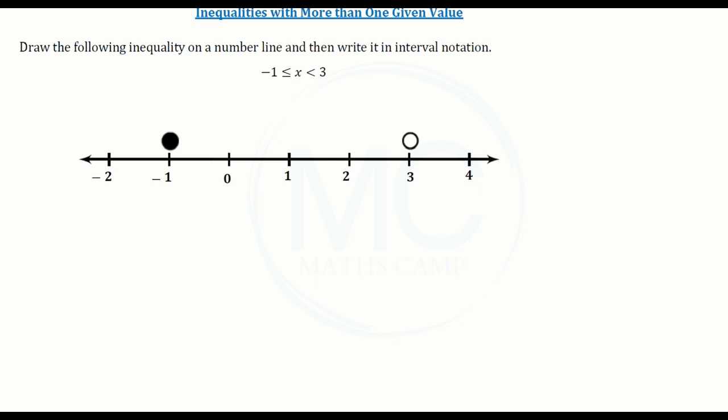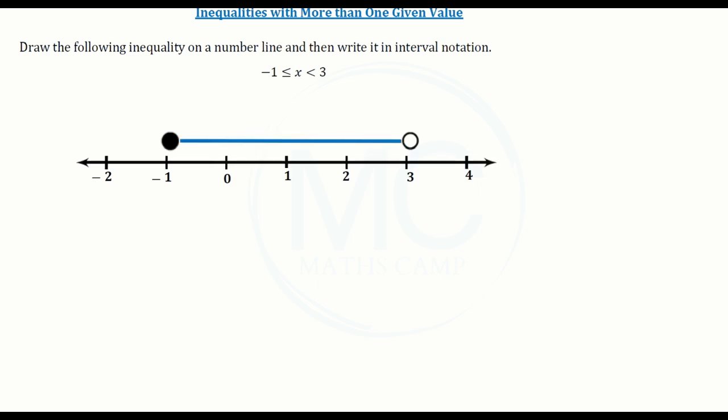Now we need to draw our actual line. X is greater than or equal to -1, so we'll draw a line to the right of -1. X is smaller than 3, so our line will be to the left of 3. Now we can see that our line will be drawn from -1 all the way to 3 and will look like this. In cases like this, we don't put arrows in our line because the possible values of x are only between -1 and 3.